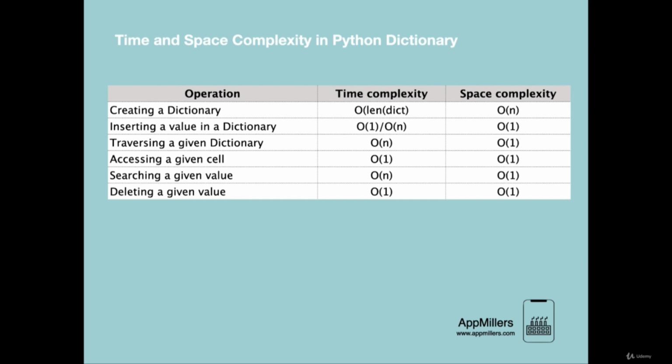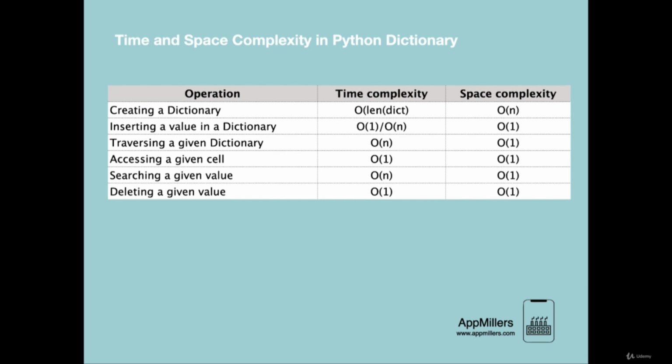So let's continue to the next operation. Inserting a value in a dictionary is O(1) time complexity, but sometimes, again based on the hash function calculation, it might take amortized O(n) time complexity. But this case happens rarely. That's why in most cases it's O(1) time complexity. So the space complexity for inserting a value in a dictionary is O(1).